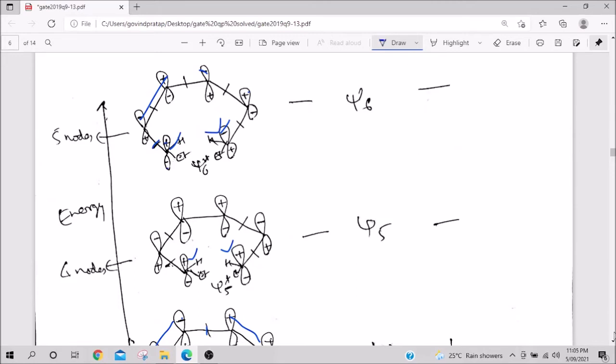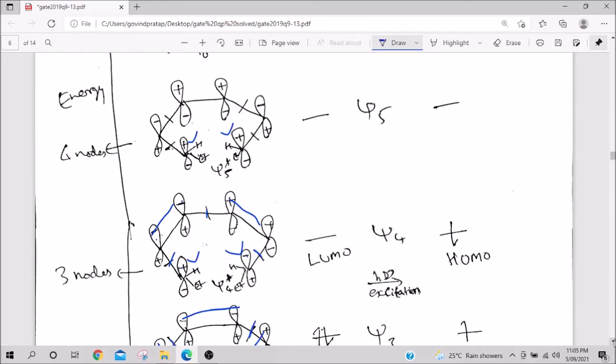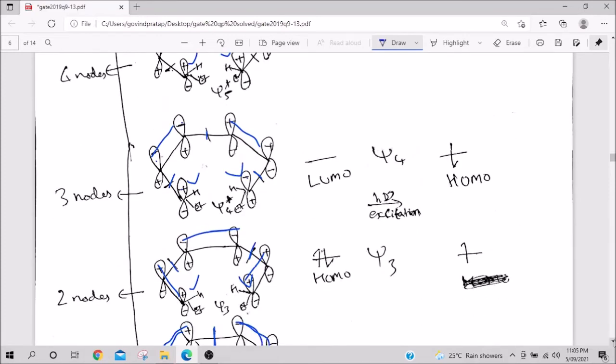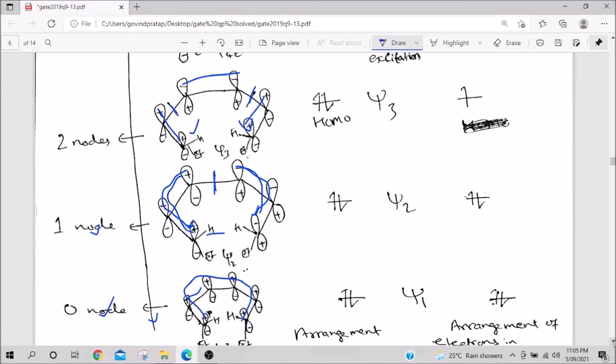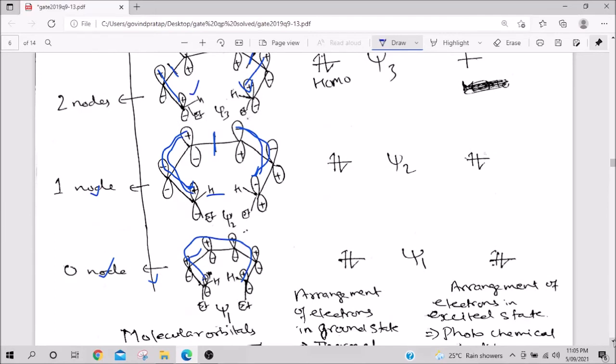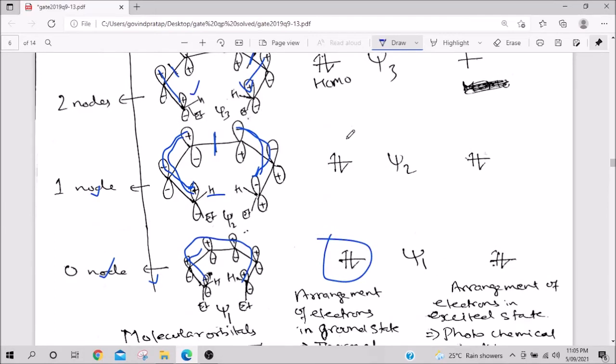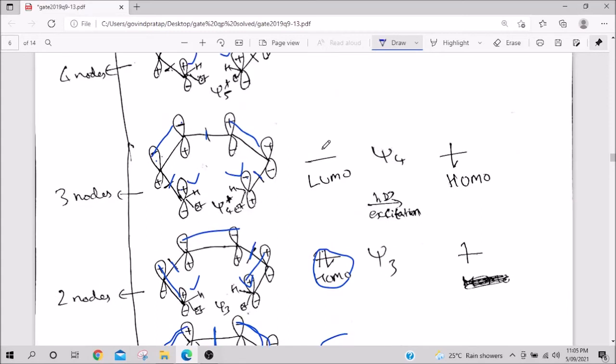Now you have to put the electrons. How many electrons are there? Since 3 pi bonds, so 3 twos are 6 electrons. You know, in each atomic orbital or each molecular orbital a maximum of 2 electrons can go. So psi 1 2 electrons, psi 2 2 electrons, psi 3 2 electrons, right. Now psi 4 is empty. Now psi 3 is called the HOMO.